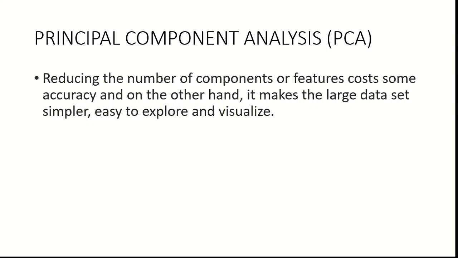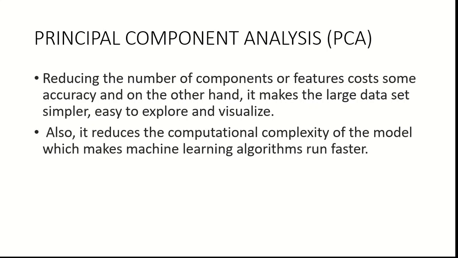Suppose you visualize data in 4D, that is very difficult to visualize, and if you convert it into three-dimensional, it is very easy for the audience as well as the developer. Okay, that is the kind of thing. If the dimension is reduced, it is easy to visualize. Also, it reduces the computational complexity of the model, which makes machine learning algorithms run faster. So when the complexity reduces, the algorithm will work well.